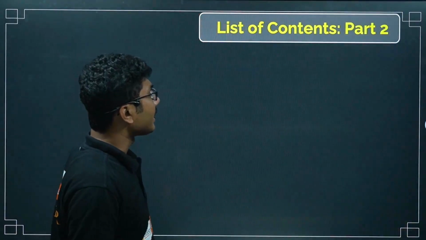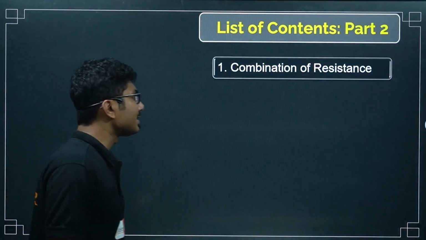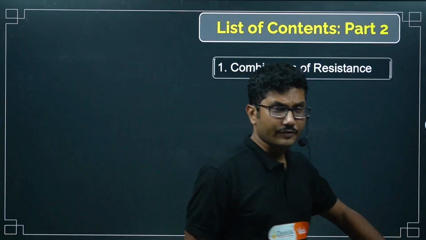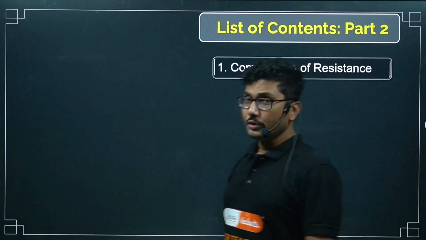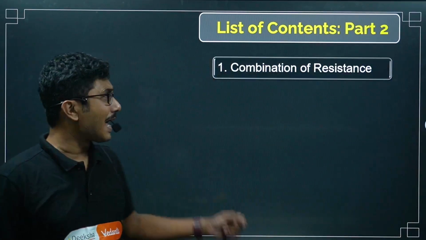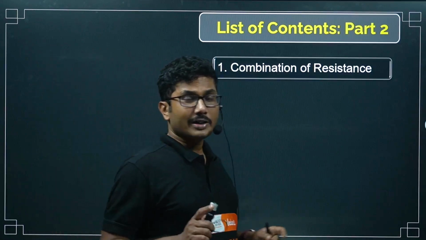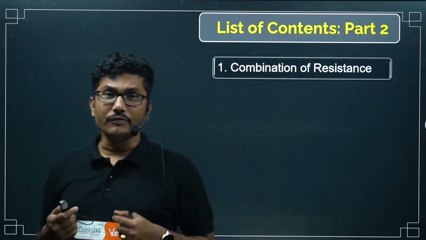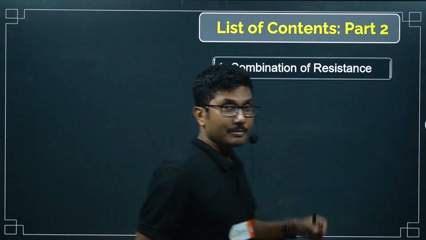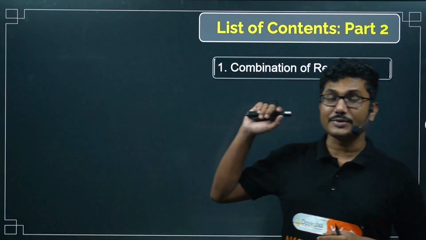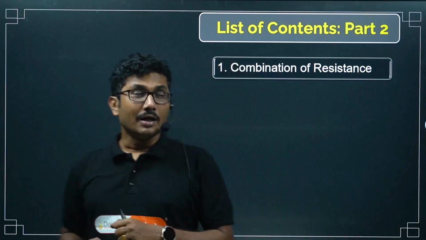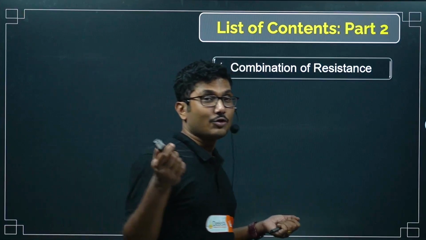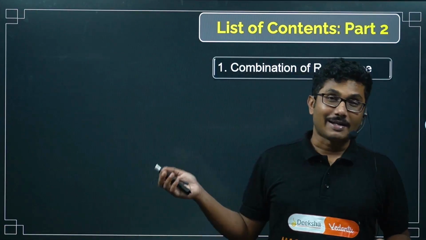With the list of content in part 2, what we are going to discuss, we are going to start with combination of resistance. Now you should know that combination of resistance as a concept is not there in your syllabus, but it is very helpful if you know all the combinations of resistance, because you have already studied it in your class 10th.